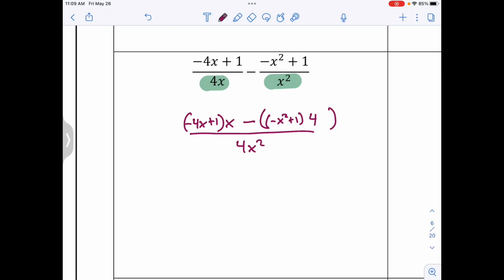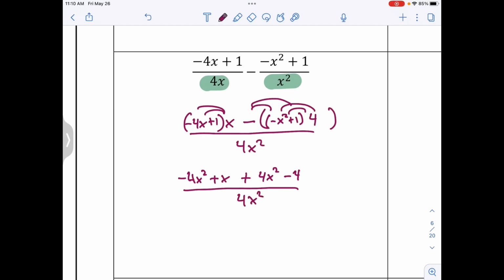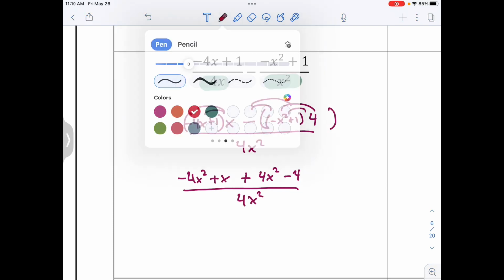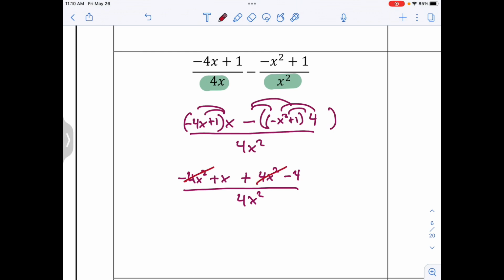We'll do some distributive property on top. So we get negative 4x squared plus x. And then we'll do distributive property here, and I'm going to distribute that negative in at the same time. I'm just going to be crazy doing two things at once. 4x squared becomes positive because of two negatives there. And then 4 times 1 is 4, but then we bring that negative from the front end and make it negative 4, all over 4x squared. Let's see what can happen. Oh, I see that I have negative 4x squared and positive 4x squared cancel out. So we end up with x minus 4 over 4x squared, and that's the answer.